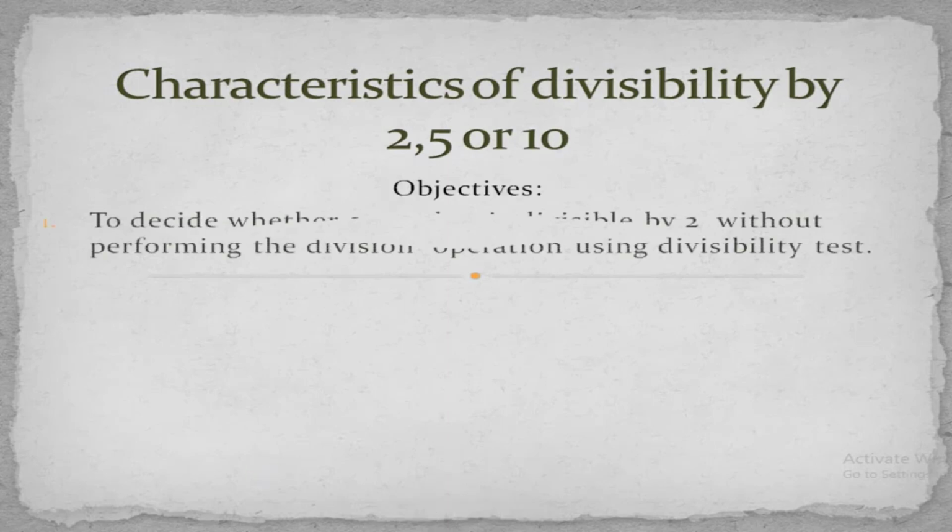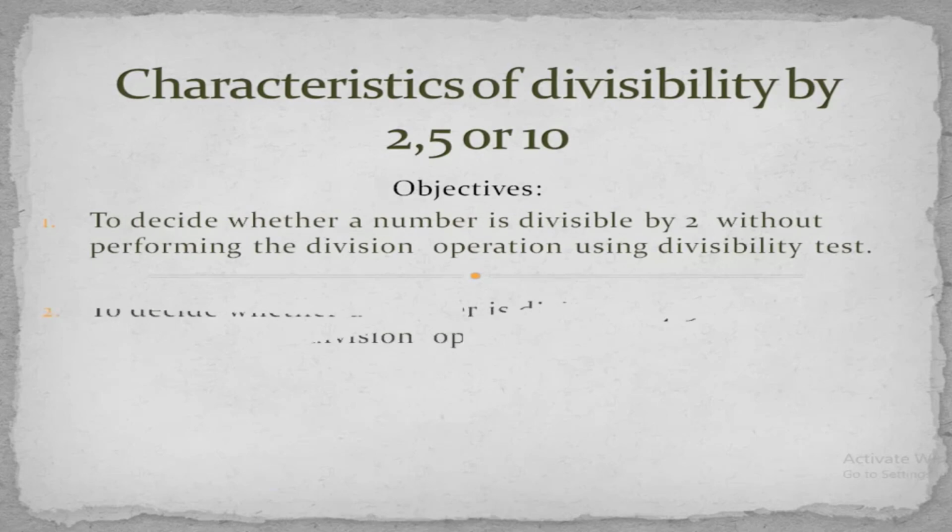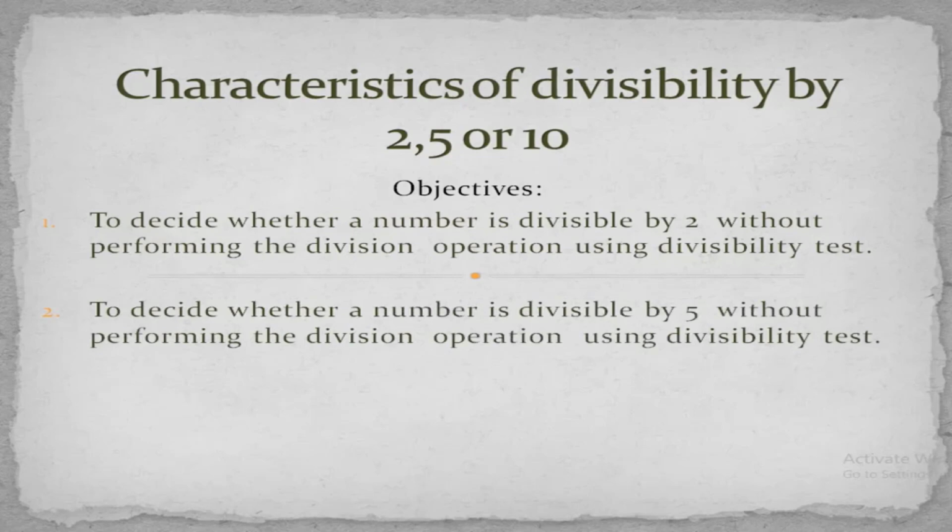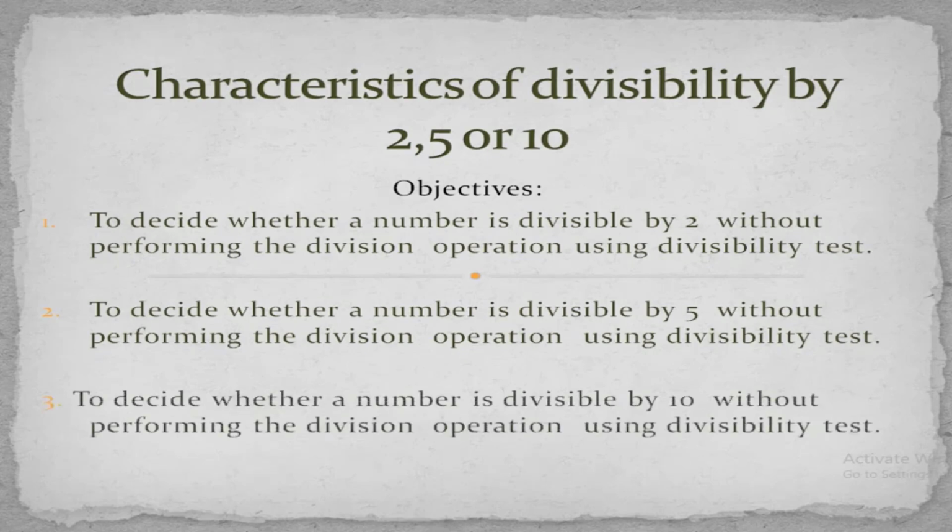The first objective is to decide whether a number is divisible by 2 without performing the division operation using the divisibility test. The second objective is to decide whether a number is divisible by 5 without performing the division operation using the divisibility test. And the third objective is also to decide whether a number is divisible by 10 without performing the division operation using the divisibility test.